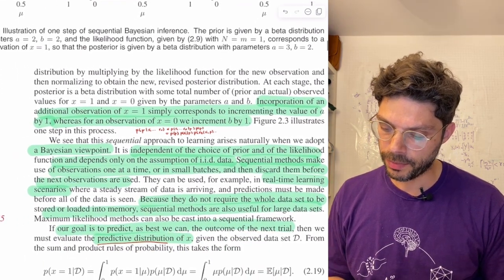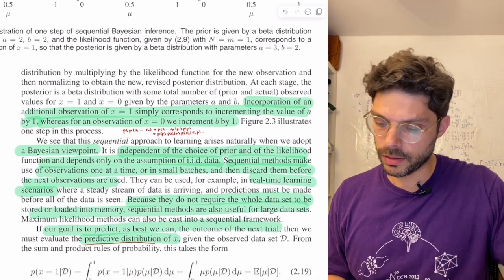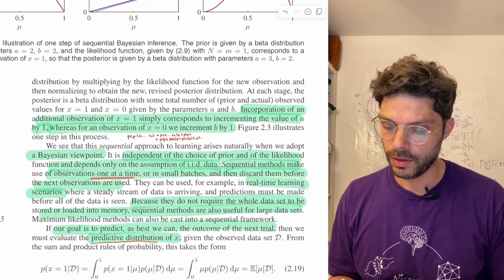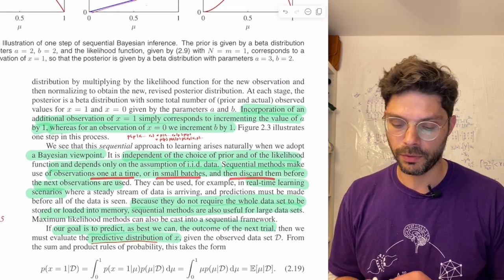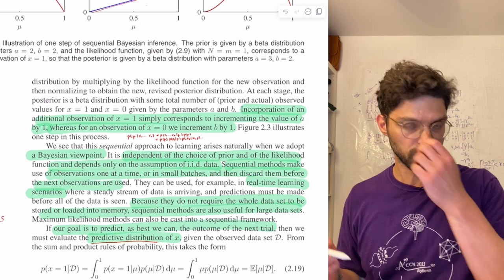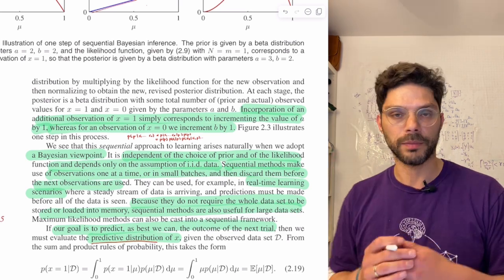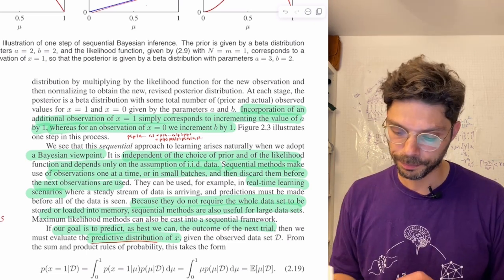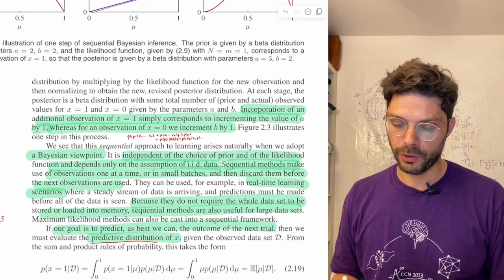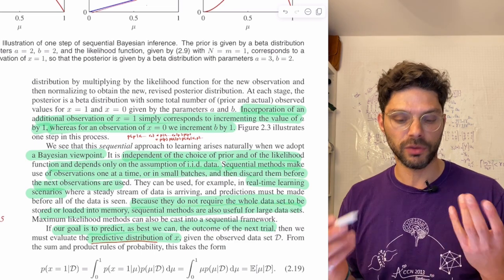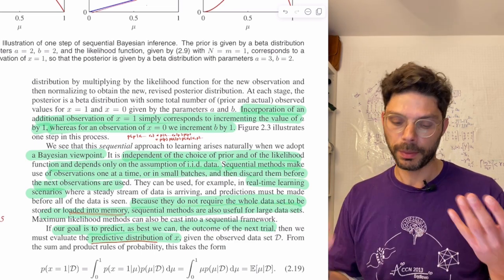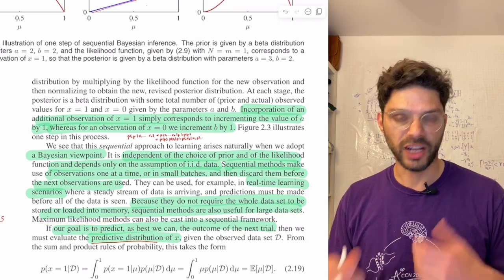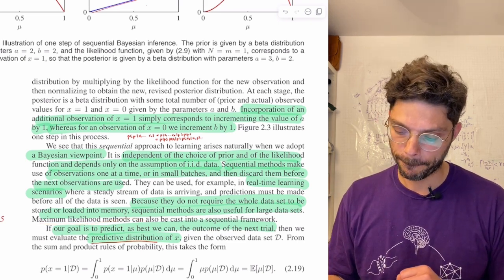And sequential methods, let's zoom out. Sequential methods make use of observations one at a time or in small batches and discard them before the next observation is used. And this is obviously going to be useful because it's going to be more space efficient, or let's say you're in a real time setting, you have to predict things. They don't require the whole data set to be stored or loaded into memory, so it can be quite efficient. And maximum likelihood methods can also be cast into this framework. I guess we'll see more of that as we go on.